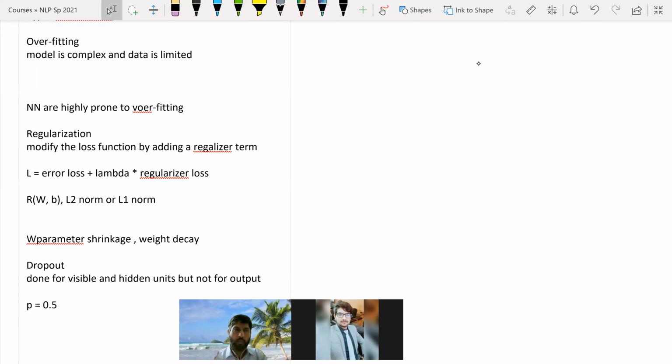If you drop a node, it means that the node and the links that come to it, all of them have become redundant or zero, and do not play any role. So this forces your network to use the other links to learn the mapping from input to output, and as such, avoids the network learning, for example, noise in the data. So this is done randomly, and basically this is done randomly over batches.